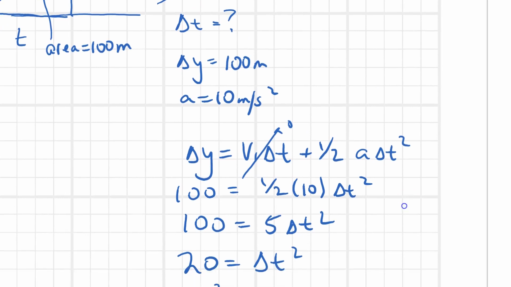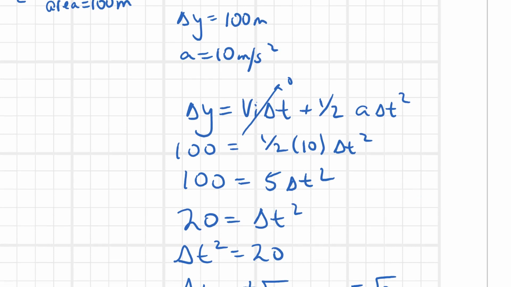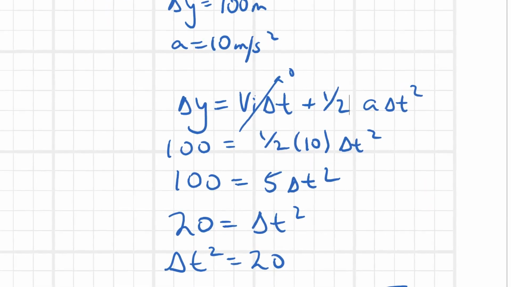So I put the numbers in. And you'll see me again, the VI, pardon me, is 0. So that first term turns into 0. So we get 100 is equal to half times 10 times delta t squared. Now notice something interesting about the math here, so I'll just stop it right there. I've got time squared is equal to 20.